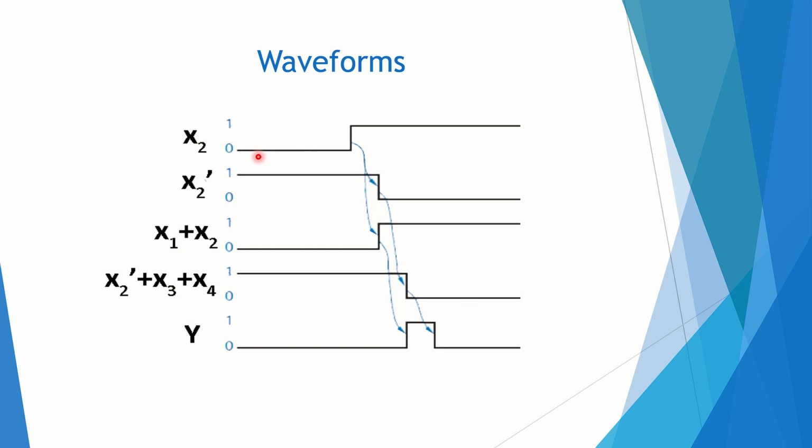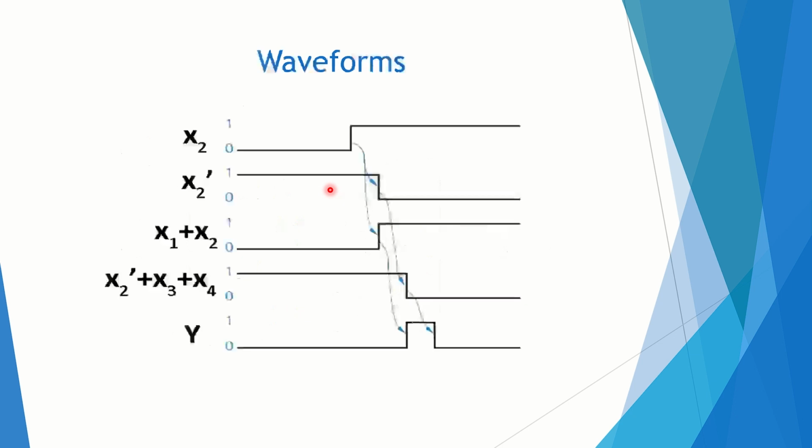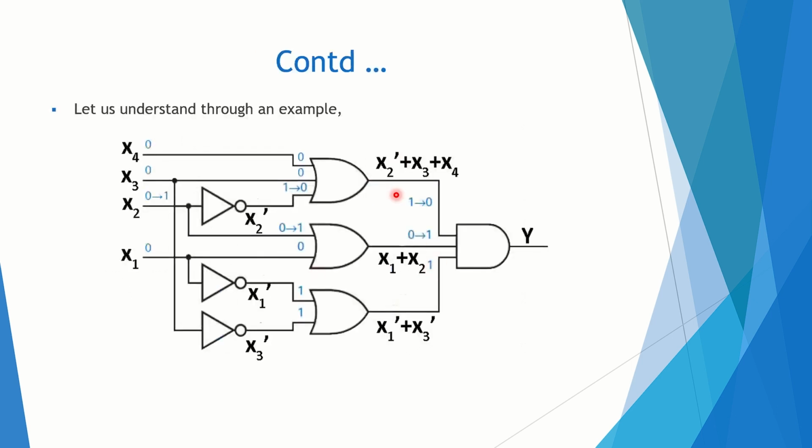So let us see the K-map for this. So these are the waveforms. When x2 changes from 0 to 1, see x2 bar changes from 1 to 0. This is the single delay of the inverter. And for x1 plus x2, there is only one level gate, so there is only a single gate delay. See x1 plus x2. And this is x2 bar plus x3 plus x4. See here, there is two gate delay. That is one is that of the inverter, and then there is an OR gate. So there is a 2 level delay. So it comes like this. And y is an AND operation of these 3 variables.